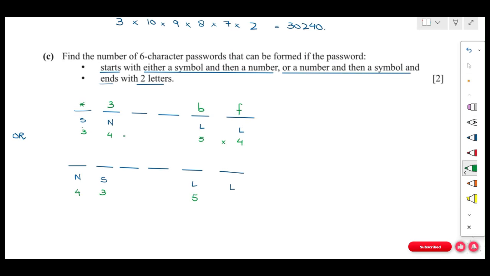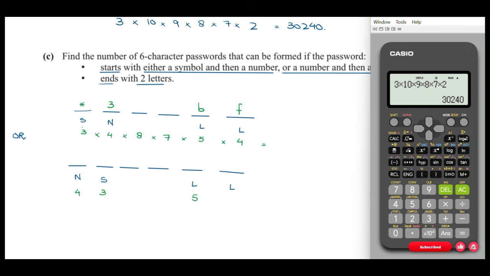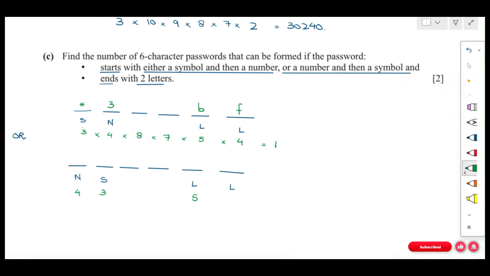For this position, 8 options are left and then 7 options are left. Do the product of all of them, and you can solve for the first case. So here we have 3 into 4 into 8 into 7 into 5 into 4. That is 13,440.